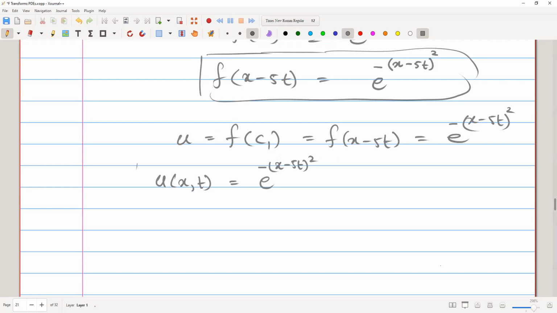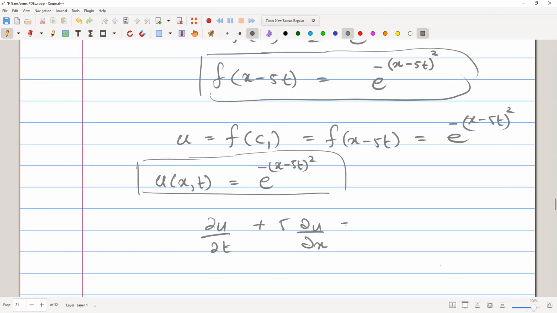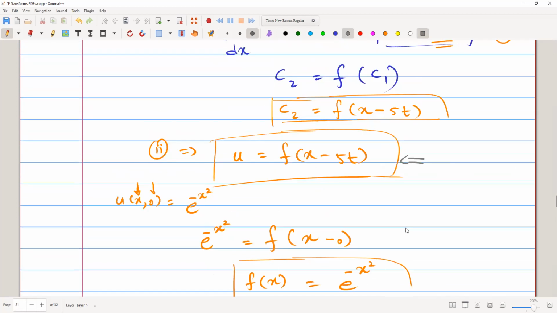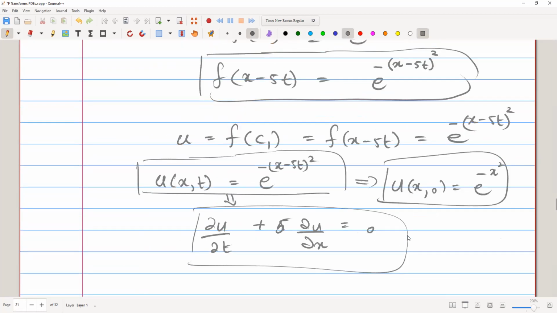And we can verify very easily. We can verify the initial condition. We can verify the equation. What we need to do is simply differentiate this function partially with respect to t, and then differentiate it with respect to x partially, multiply by 5, and it equals 0. You will get this, and you can verify the solution, and also the initial condition. If I plug in u of x comma 0, I am going to get e to the power negative x squared. So this function should verify the initial condition and the equation as well. So this is the key thing: you can check your result, whether you have solved the problem in the right manner or not.